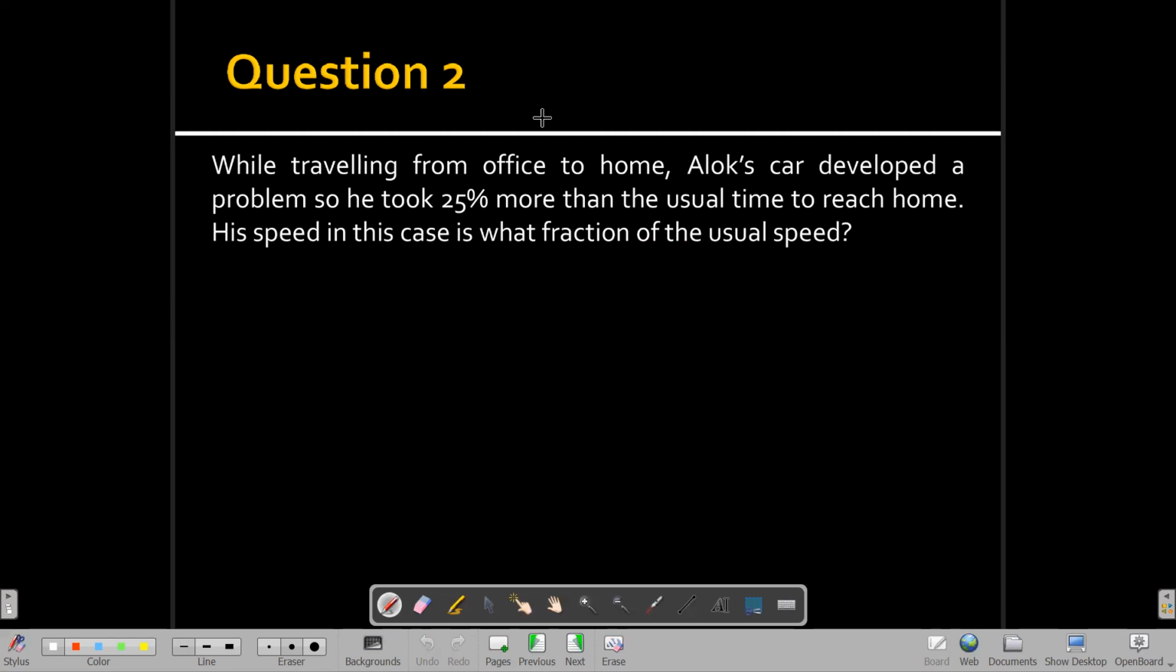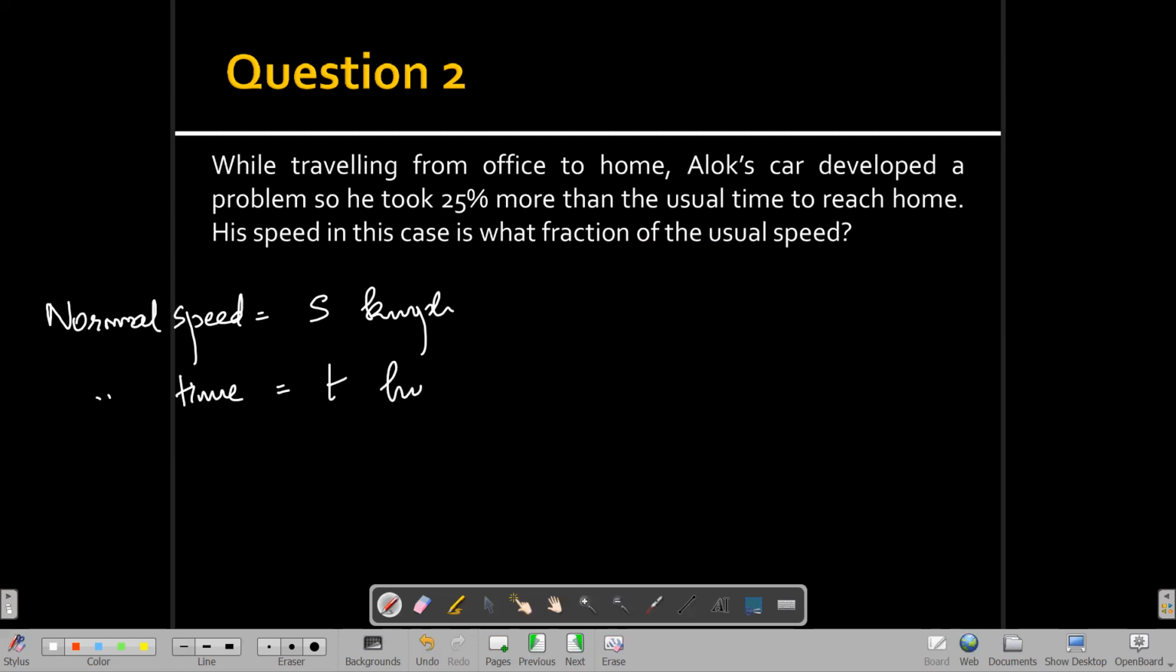For answering this question, let us assume the normal speed be equal to s kilometers per hour. The normal time, let that be equal to t hours. So the distance in this case, you know that distance is equal to speed into time. So that is nothing but s into t kilometers.